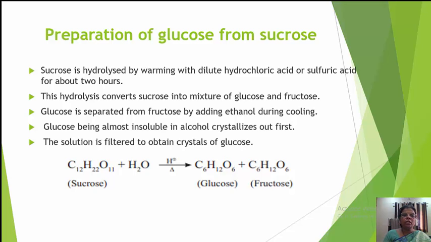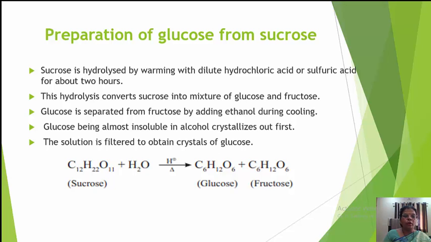Now this sucrose is hydrolyzed by warming with dilute hydrochloric acid or sulfuric acid for about 2 hours. This hydrolysis converts sucrose into a mixture of glucose and fructose. Glucose is separated from fructose by adding ethanol during cooling. Glucose, being almost insoluble in alcohol, crystallizes out first. The solution is filtered to obtain crystals of glucose. The reaction is given below.